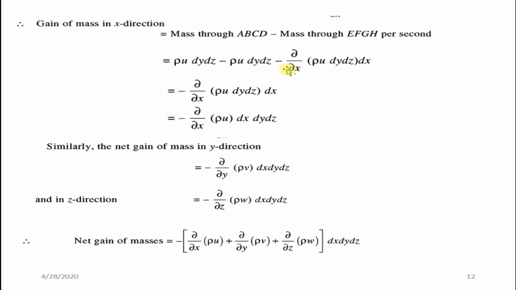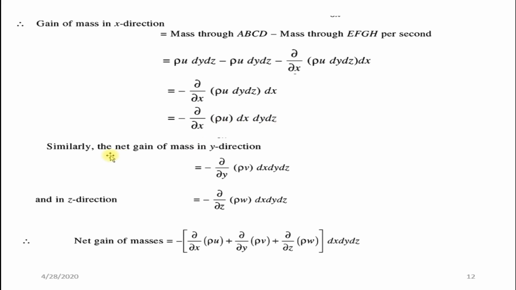Now if you simplify, this gets cancelled, remaining is minus dou by dou x of rho u into dy dz into dx. That is written as rho u because area is not changing, area is constant. That is why we are taking this term dy dz outside. So rho u into dx dy dz.